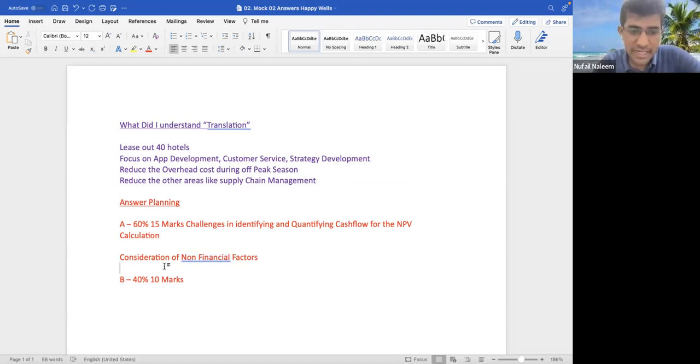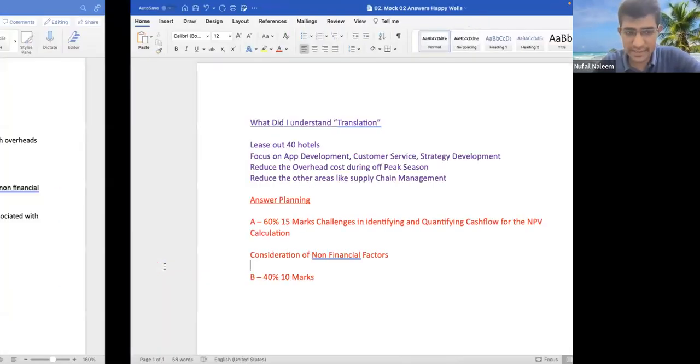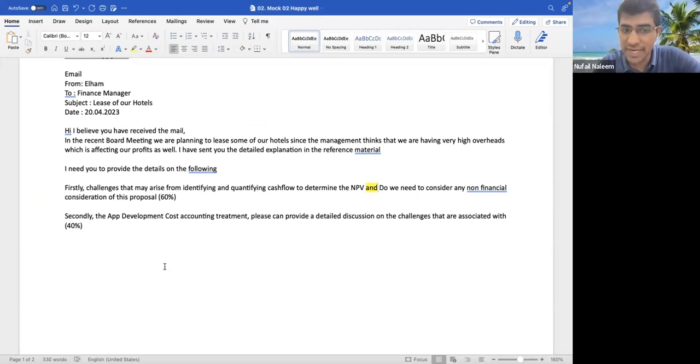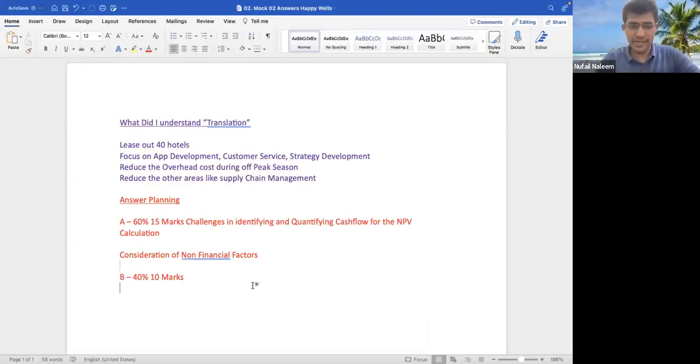Now, students, part B is effectively an accounting question. App development cost accounting treatment. Please, can you provide a detailed discussion and the challenges associated with? So I'll write down here, accounting treatment for the app development, challenges associated with.